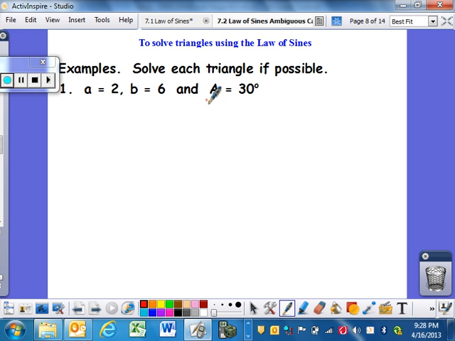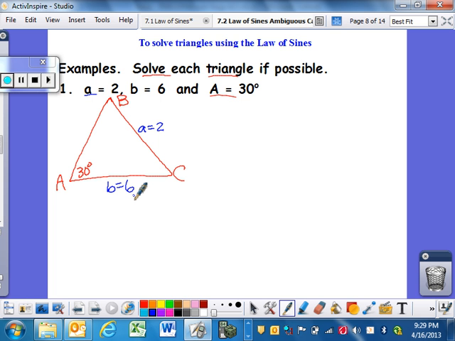Right now I know that I have an angle of 30 degrees, and I usually draw my triangle the same way. It's not that it has to be exactly to scale. I'm going to label them A, B, and C, with C as the one I don't know. When I say solve each triangle, I do need to get every possible angle and every possible side. And what I do is I put in the information I know. I know angle A is 30 degrees. I know that side a, which has to be across from angle A, is 2. And I know that side b is 6. I have absolutely no information about angle C or side c at all.